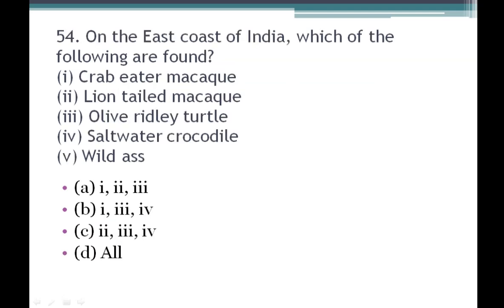Question number 54. On the east coast of India, which of the following are found? Number 1, crab-eater macaque. Number 2, lion-tailed macaque. Number 3, olive ridley turtles. Number 4, saltwater crocodiles. Number 5, wild ass. The correct answer is option B, that is 1, 3 and 4. Crab-eater macaque, olive ridley turtle and saltwater crocodile.